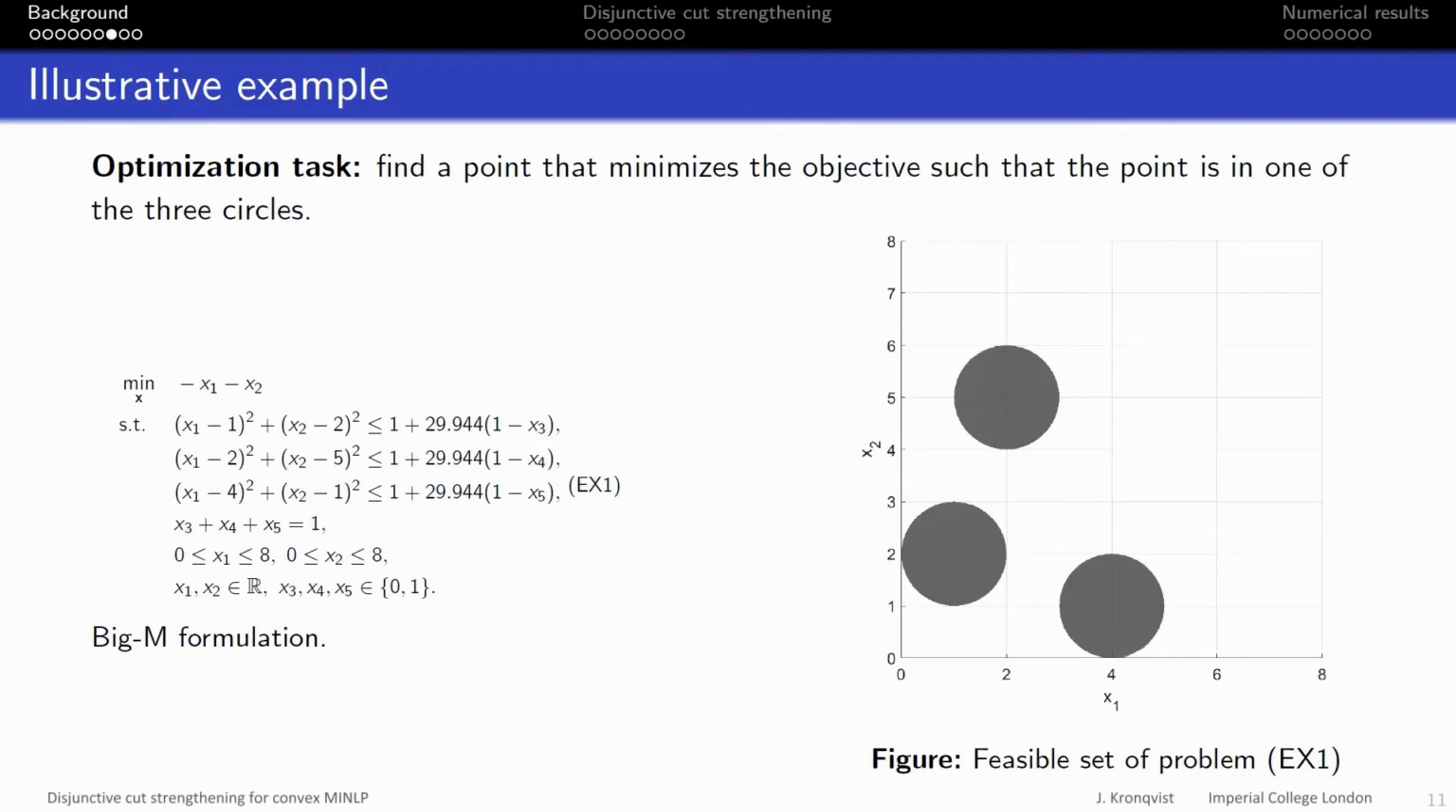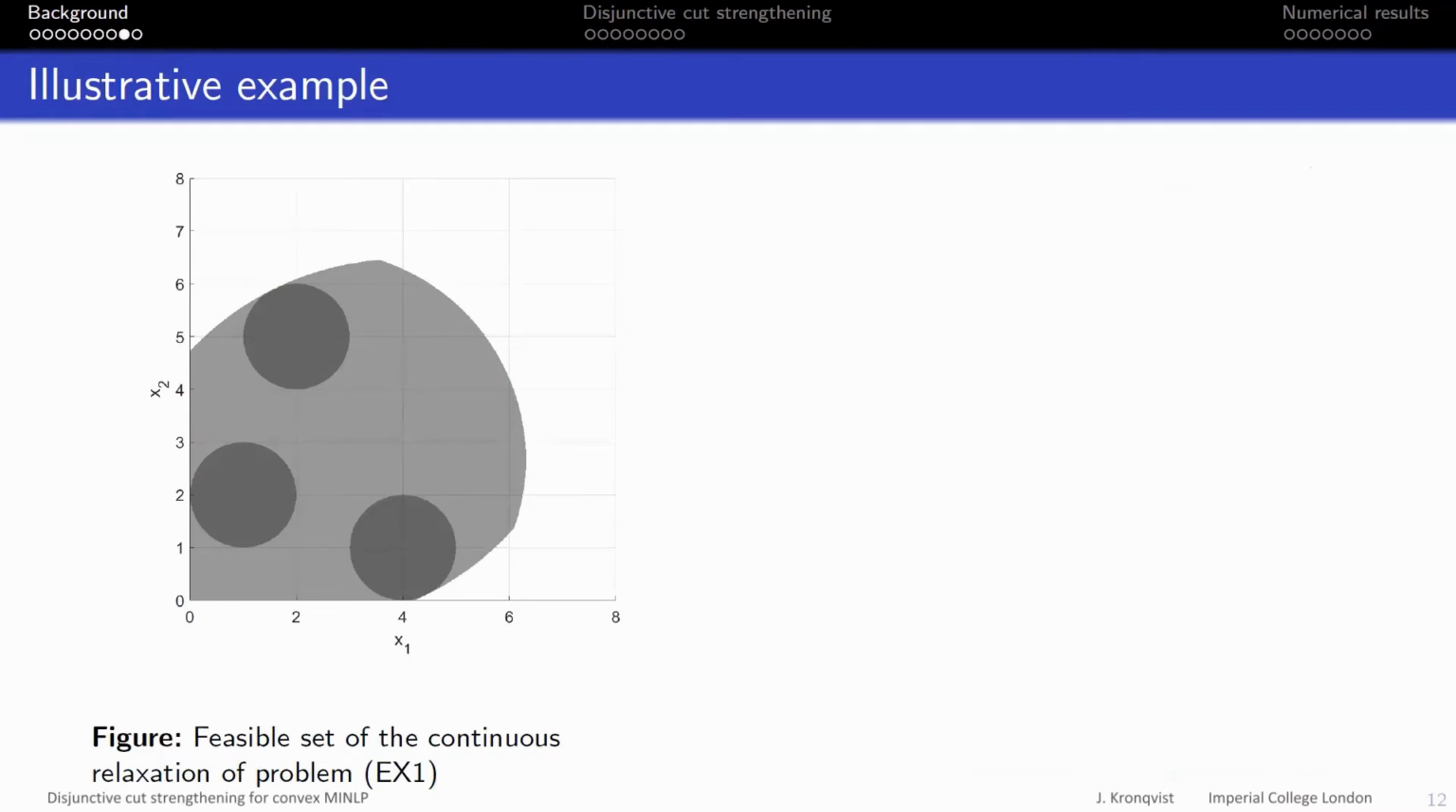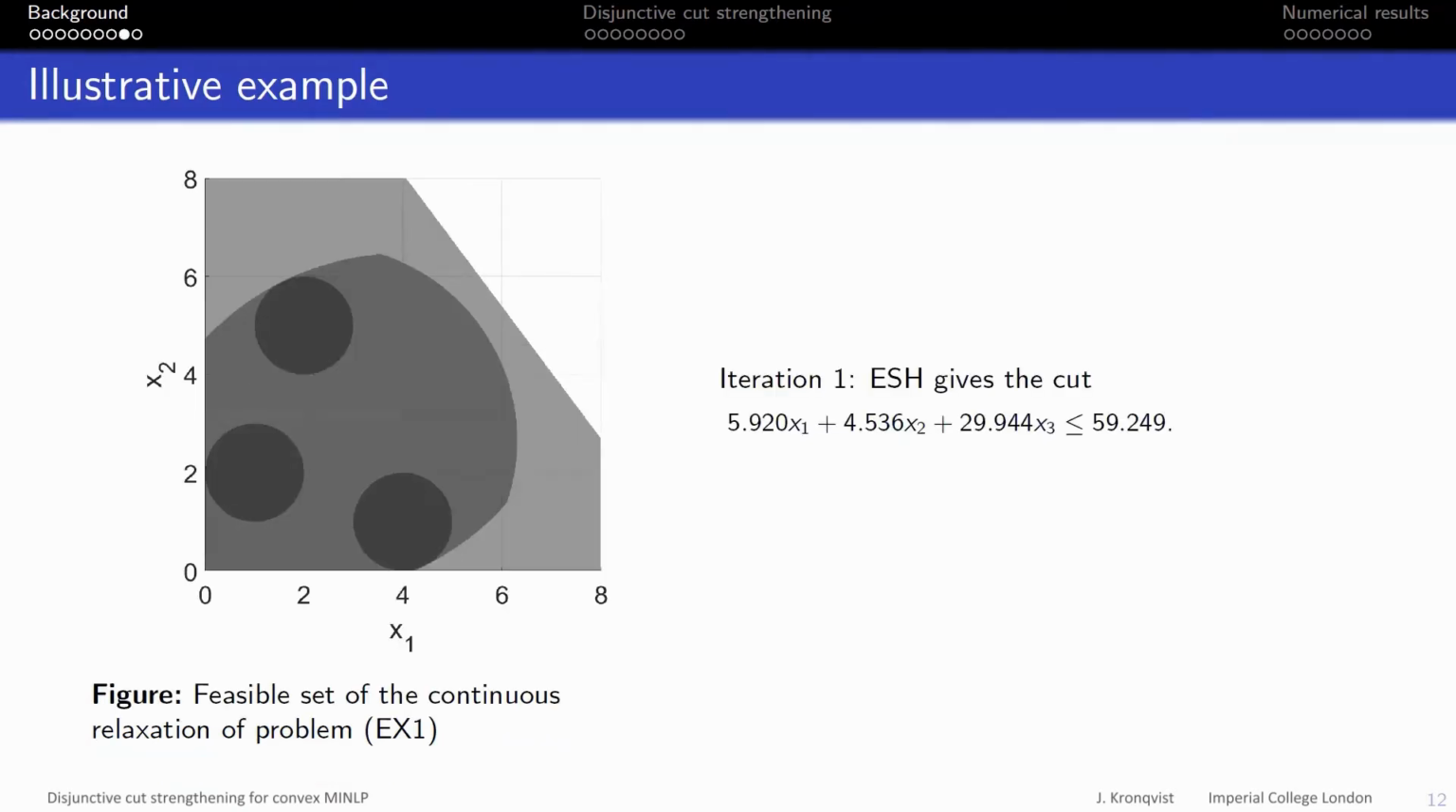Here the optimization task is to find a point that minimizes the objective such that the point is within one of these three circles. Here to the left, we have the so-called big M representation of this optimization problem. This figure shows the feasible set of the continuous relaxation of the problem. So when we allow the binary variables to take on fractional values, then any point within this gray area is feasible. Now, if we apply the ESH algorithm to this problem, then in the first iteration, we will obtain the following cut. And the half space defined by this cut is shown by the light gray area in the figure.